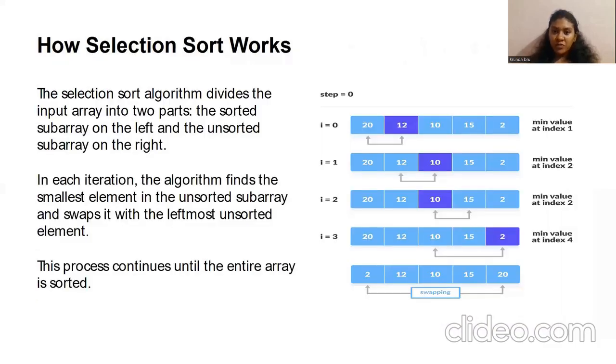How does selection sort work? The selection sort algorithm divides the input array into two parts, the sorted subarray on the left and the unsorted subarray on the right. In each iteration, the algorithm finds the smallest element in the unsorted subarray and swaps it with the leftmost unsorted element. This process continues until the entire array is sorted.